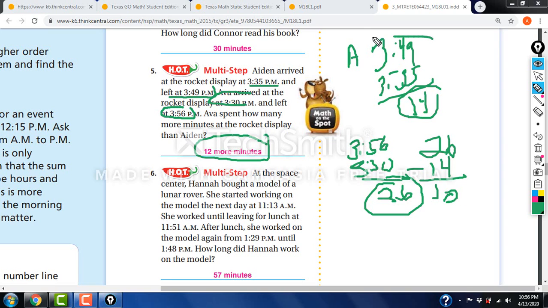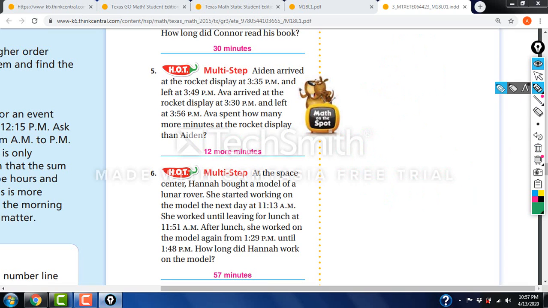So again, I used the subtraction equation. It's a lot easier for me. You could use the number line, you could use the analog clock. Again, it's what's easier for you. I like to use this one because it's a lot easier for me. The next one, the multi-step.